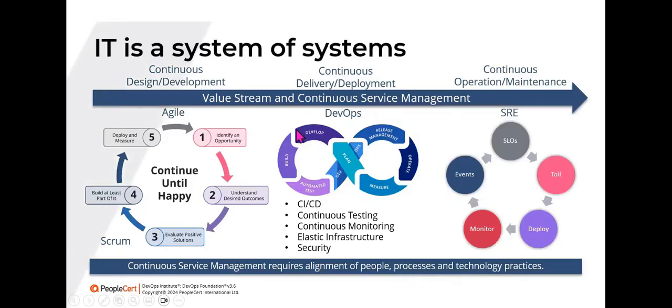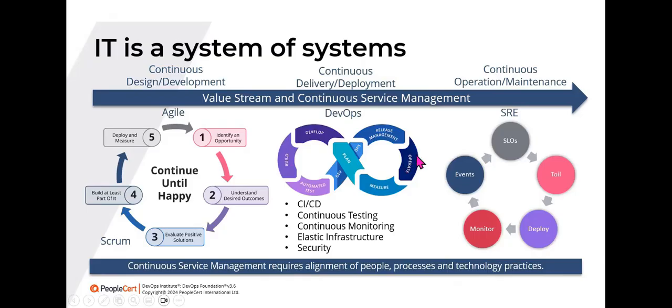Another way of diagramming things, if you think about, again, the value stream, at the front end, you've got continuous design and development, primarily based on Agile. Identify an opportunity, understand the outcomes, evaluate possible solutions, build one or two, test it, and deploy and measure, and then continue the cycle until you're happy. Whereas DevOps is sort of in the middle about delivering what you're building. So CI/CD, continuous testing, monitoring, infrastructure, security. DevOps is generally represented as an infinite loop of activities that couple engineering or dev to ops.